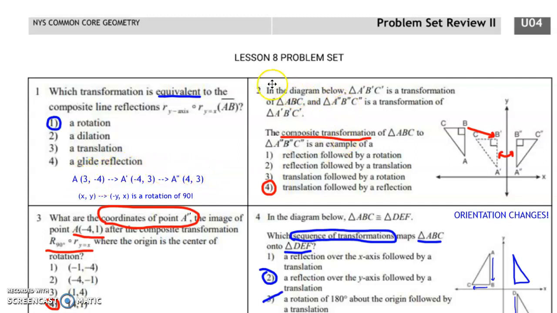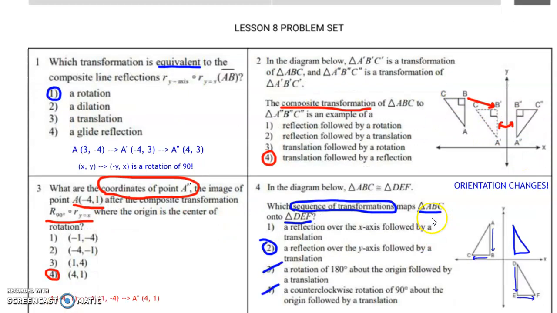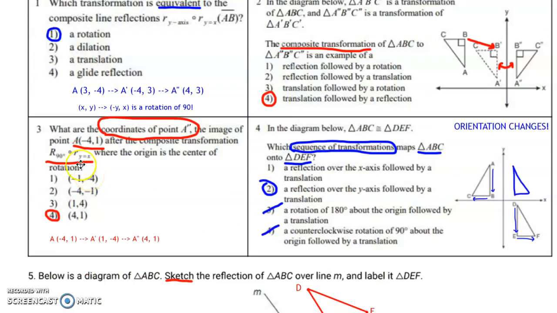For question number 2, it's just looking at the shape and trying to figure out the composition of transformations. In this case, I slid it down and then reflected it over the y-axis. For number 3, it gives us a point and asks us to do that composite transformation, otherwise known as a composition of transformations. It was pretty straightforward to use the rules to figure this one out.